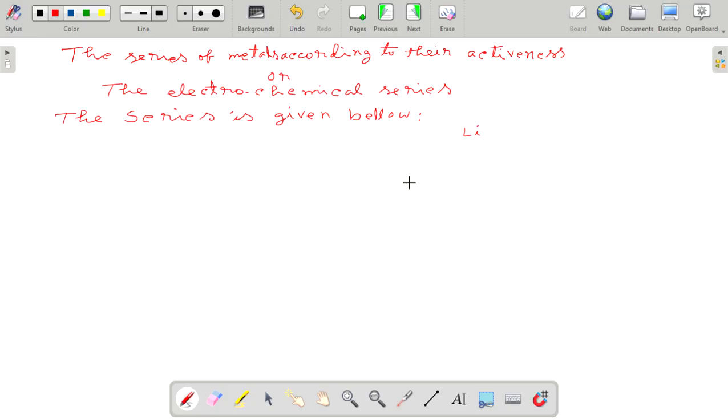Lithium, potassium, barium, calcium, sodium, magnesium, aluminium, manganese, zinc, chromium, iron, cobalt, nickel, tin, lead, hydrogen, copper, silver, mercury, platinum, and gold.